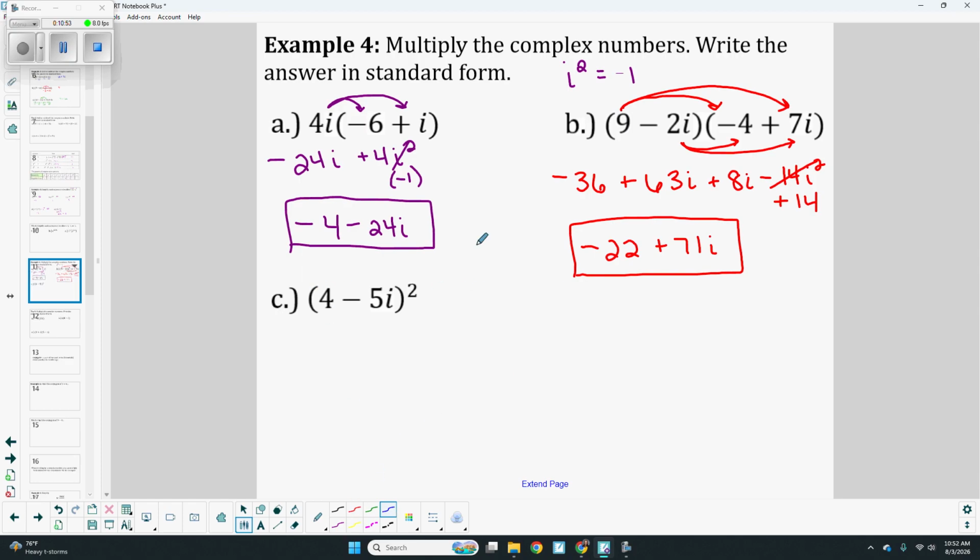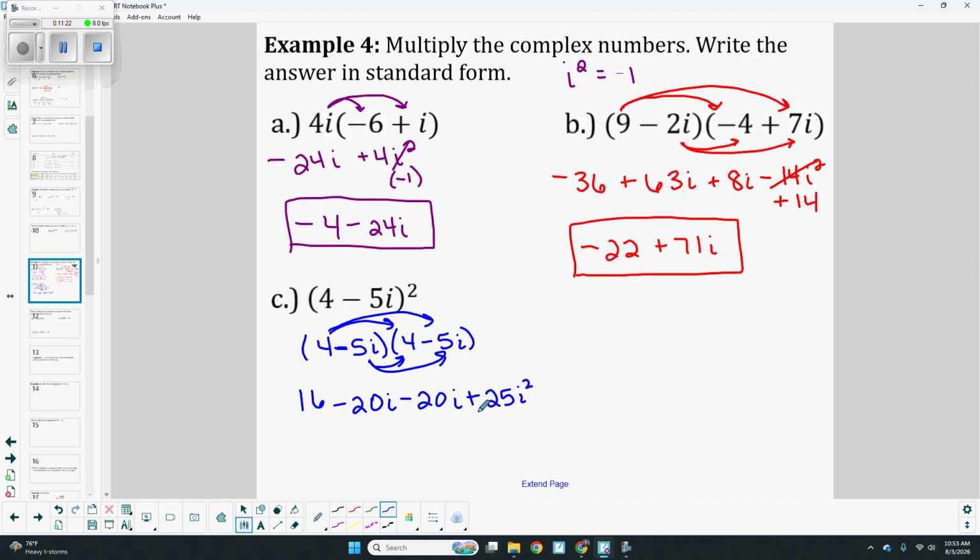All right, and our final one, we have 4 minus 5i, squared. I'm going to rewrite that as 4 minus 5i times 4 minus 5i because we're not allowed to distribute the power. So instead, we're going to distribute the 4 to both and the -5i to both. So distributing the 4, we get 16 and -20i. Distributing -5i, we get a -20i, and negative times negative is positive 25i squared. Right? This is going to turn into -25. So 16 minus 25 is -9. -20 and -20 is -40i.